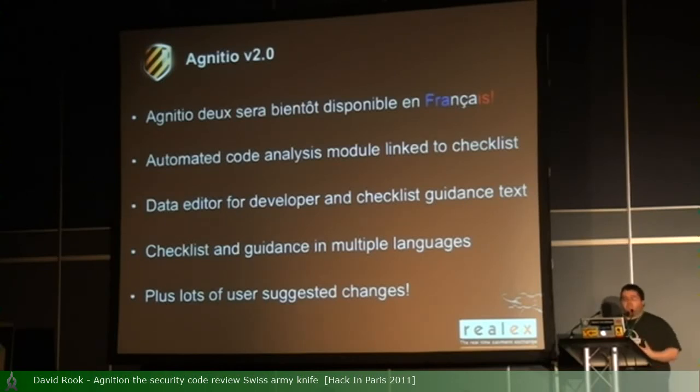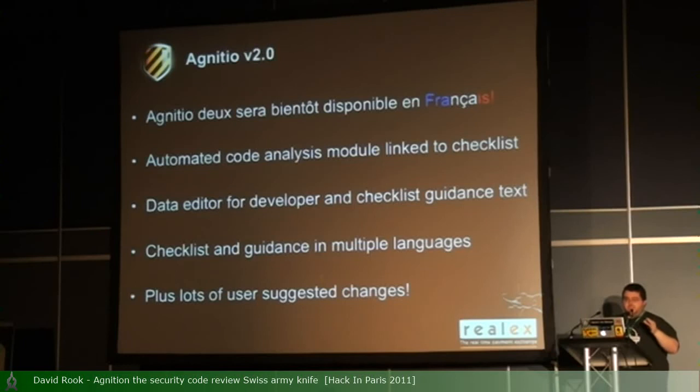So one of the things I'm trying to work on is to take what we looked at earlier, where we said we need both human and software for our code reviews, and try and put both of those things into Agnitio. So the first version of the automated code analysis module is coming in version 2, and it is pretty basic, very basic in fact, and I'll show you that in a second. I also said that the developer guidance sections that we looked at, the checklists and so on, people were screaming out saying, we want to modify those, which is great, because it means they really want to use it. So all of that will be completely modifiable in version 2.